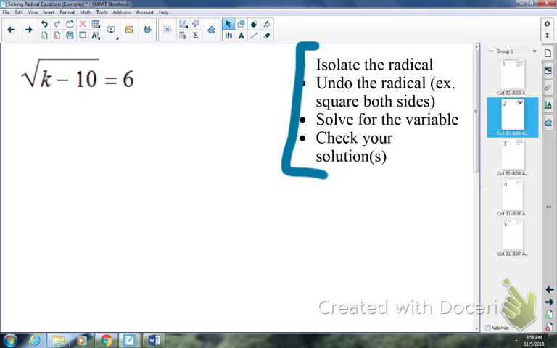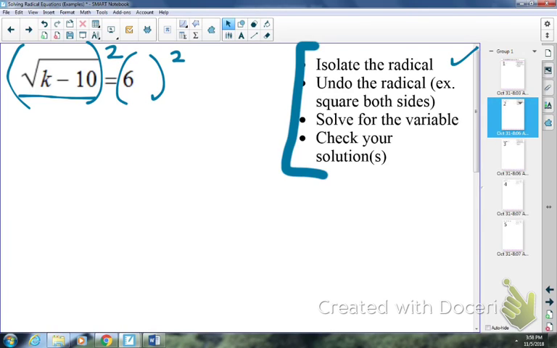So my problem I'm going to look at on this slide is the square root of k minus 10 is equal to 6. So again, it's a radical equation. It has radicals involved. So going through the process, step number 1 is we're going to isolate the radical. Well, notice the square root of k minus 10, everything in the radical is already on a side by itself, so that's taken care of. So step number 2, we're going to undo the radical. So again, since it's a square root, to undo it, we're going to square both sides.